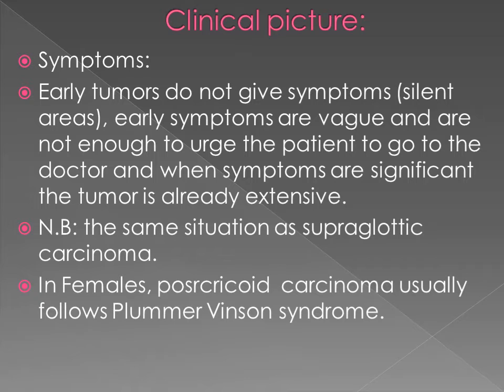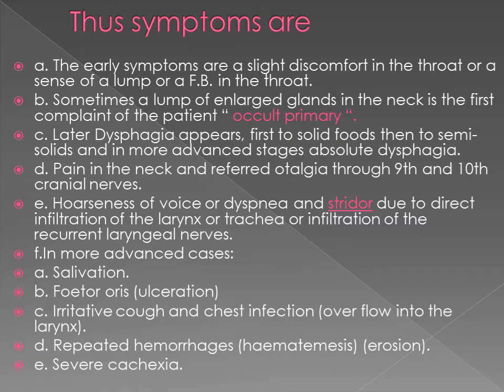And the same situation also applies in supraglottic carcinoma, which is part of the laryngeal carcinoma. It's quite a similar pathology. In females, post-cricoid carcinoma usually follows Plummer-Vinson syndrome. Early there might be some vague symptoms like slight discomfort in the throat, a sense of a lump or a foreign body in the throat.